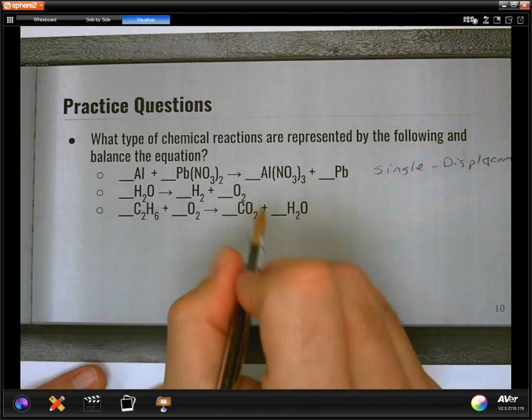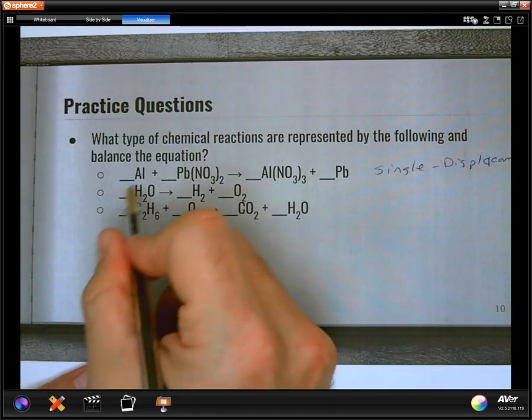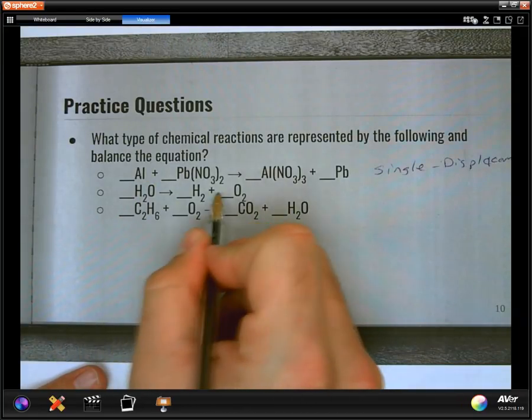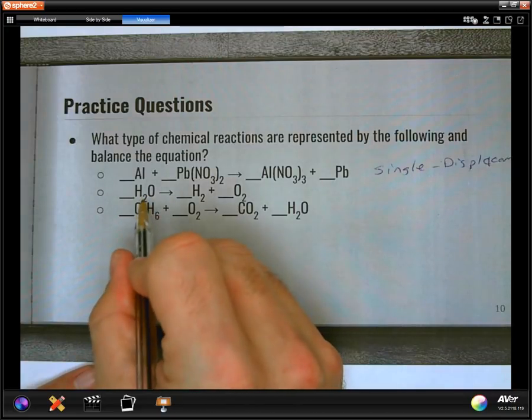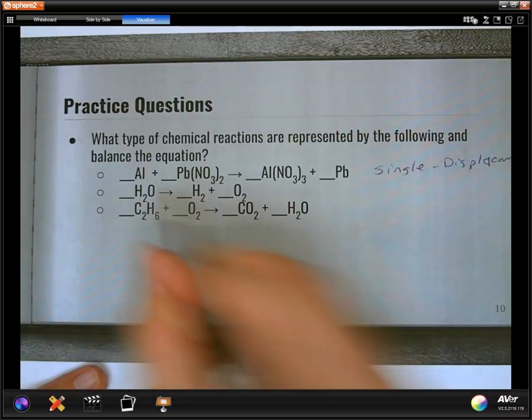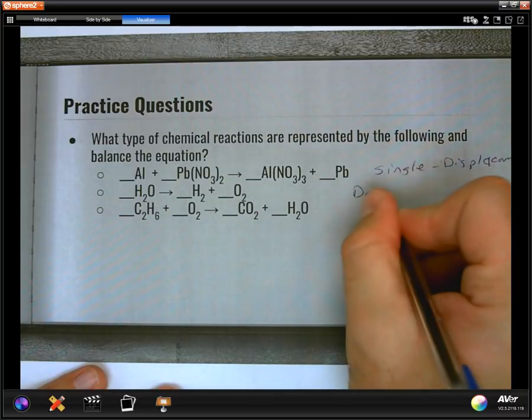This next one, you can see you have one compound being broken down into two smaller compounds or elements. This is an example of decomposition. This is how we decompose water. So we should have labeled this decomposition.